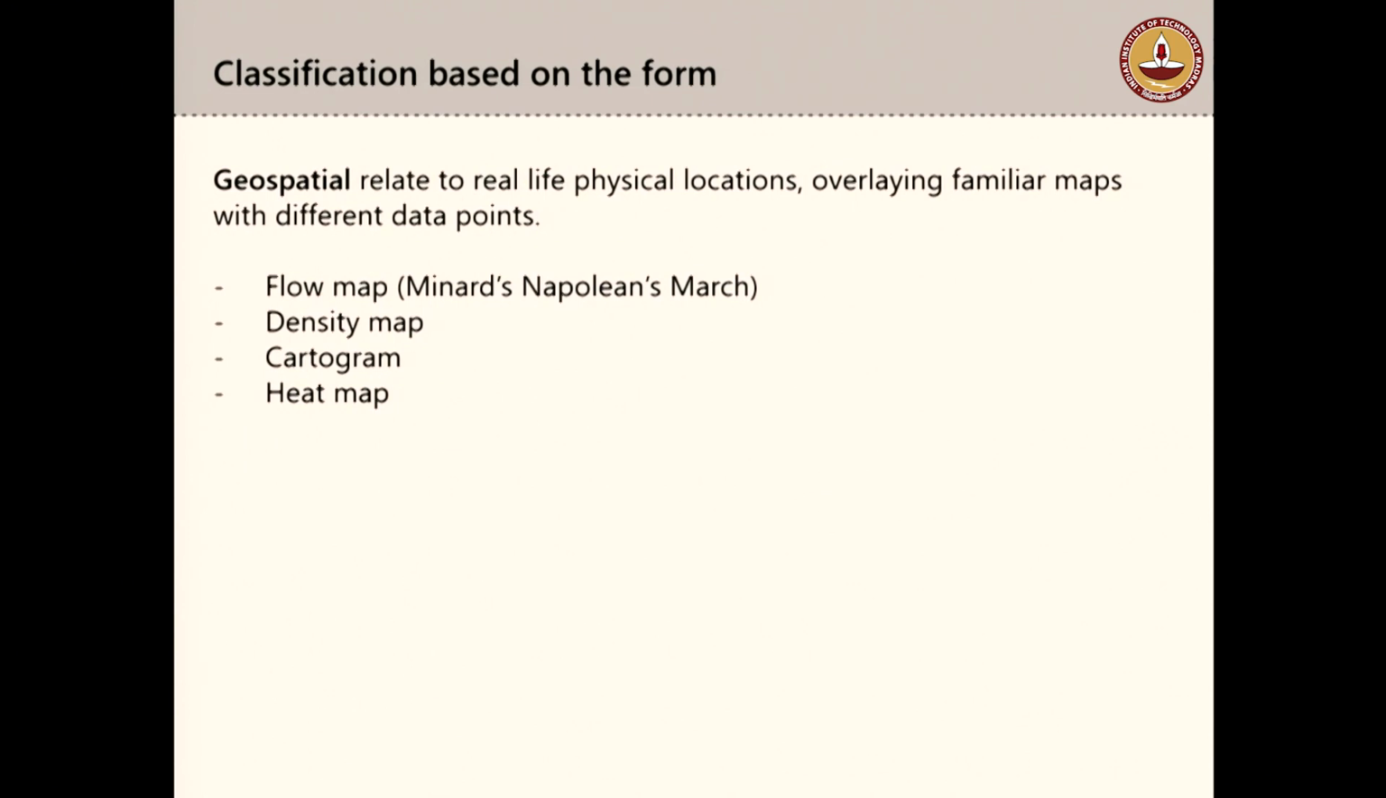And the last classification that we do based on the form is geospatial, which relates to real life physical locations and overlaying a familiar map with different data points. Okay, so the flow map that we saw of Napoleon's march, density maps which show, for example, temperatures or population in different regions and so on, right. Cartograms are a variation of geographical maps.